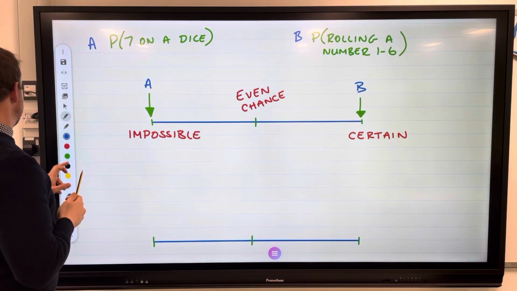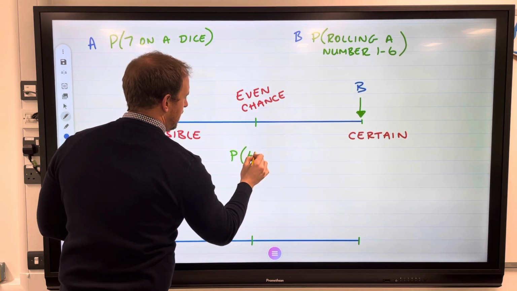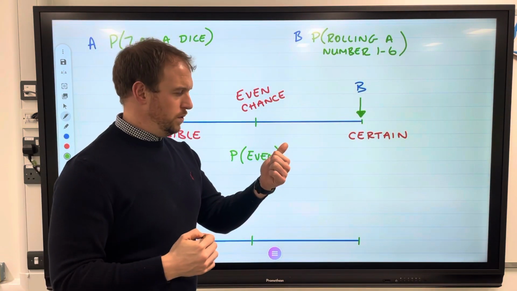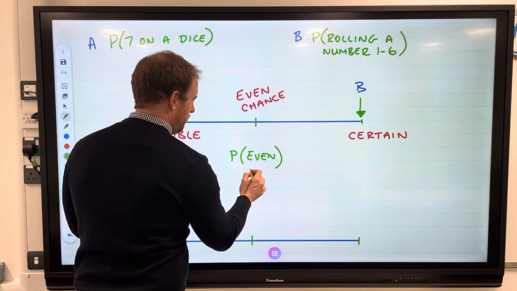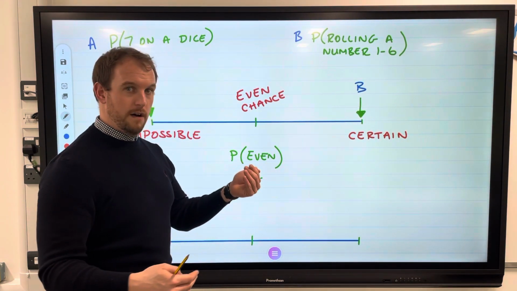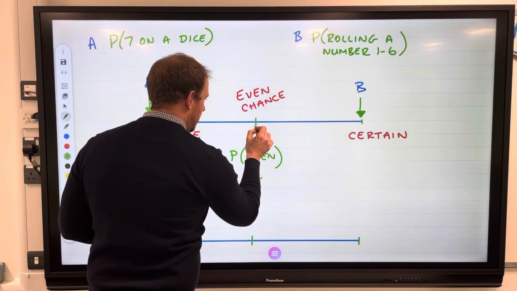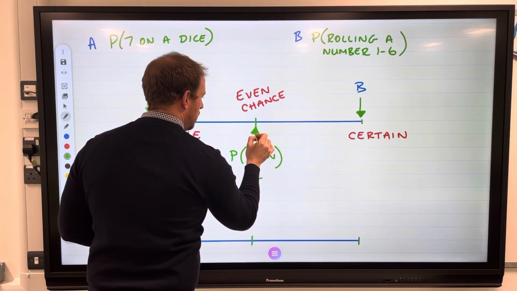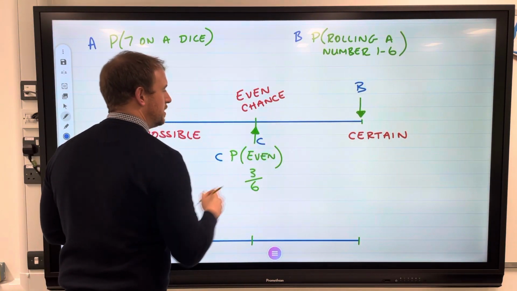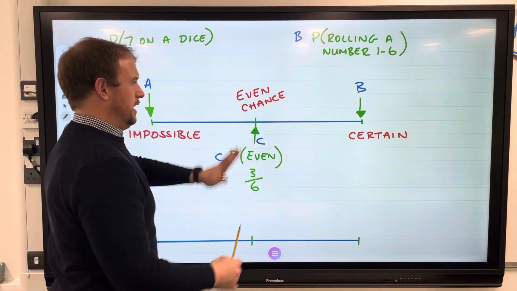So then how about if I said the probability of rolling an even number on a dice? Okay, even numbers on a dice, 2, 4 and 6. So it's 3 out of 6. 3 out of 6 is a half. Halfway would be here at even chance. So I'd be able to draw that on my scale. If that was question C, we could label it with a C. Okay, so that's on the ends, impossible, certain, even chance.